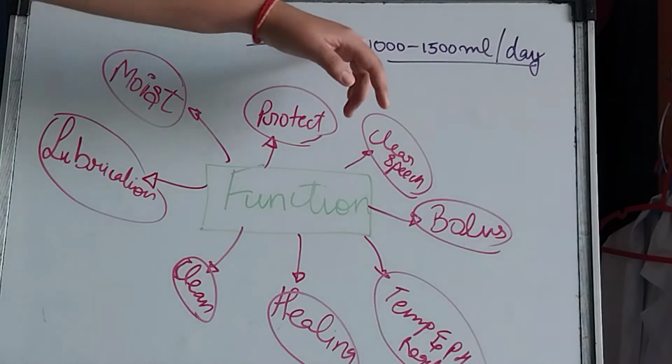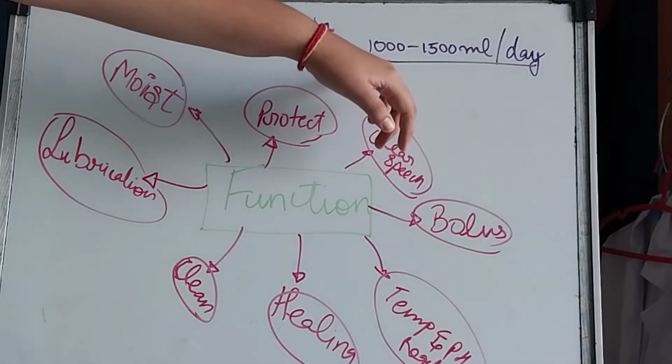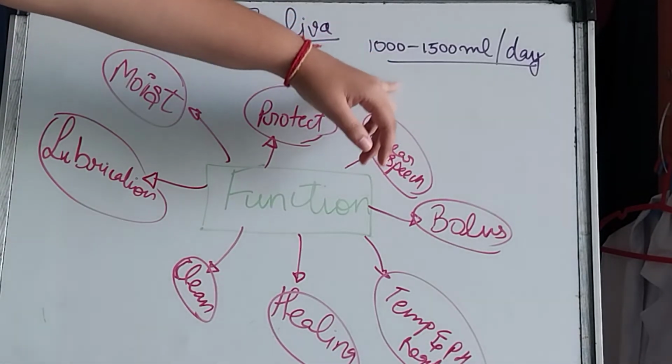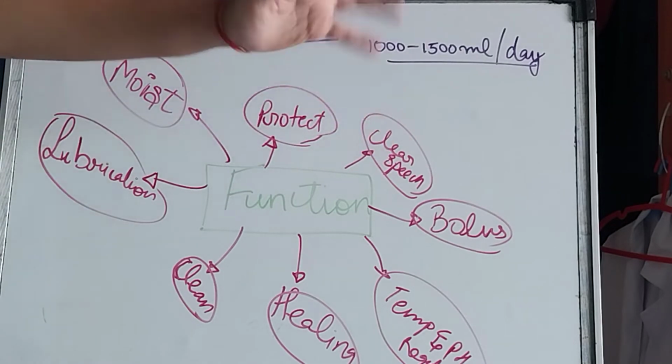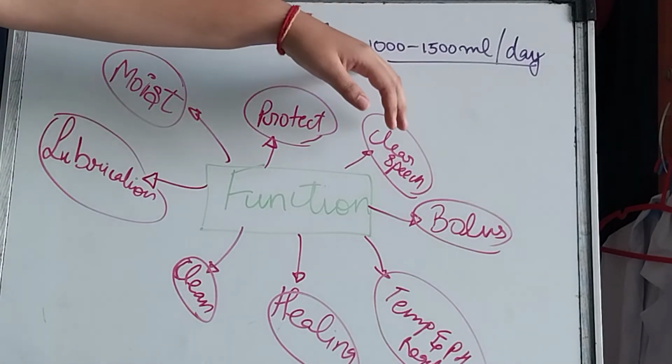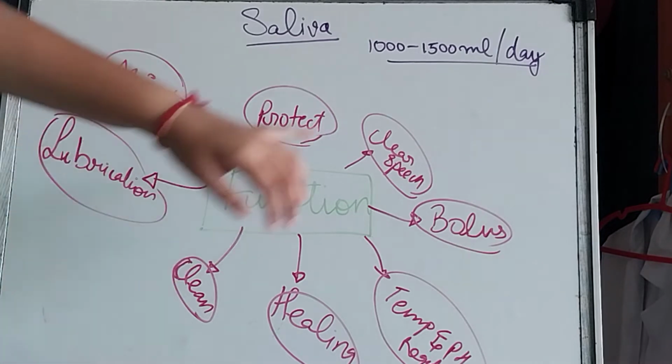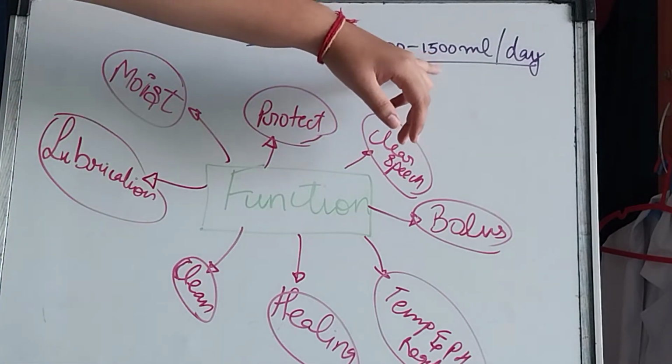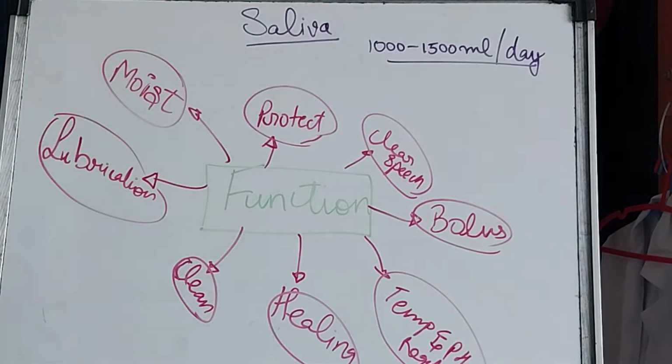So saliva is secreted by the salivary glands, and the total quantity they secrete is about 1 liter to 1.5 liter, or 1000 to 1500 ml per day. That is the quantity secreted. So let's start with the functions of salivary gland. I've made a flow chart over here so that it's easier to understand.